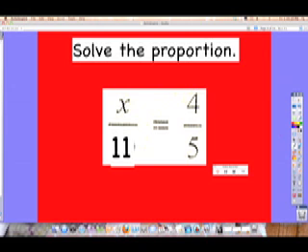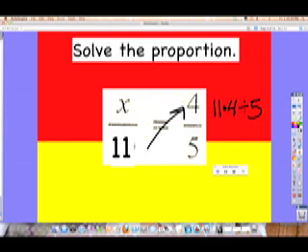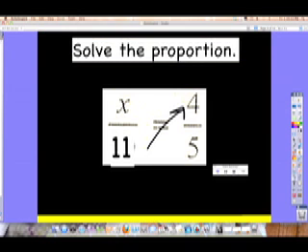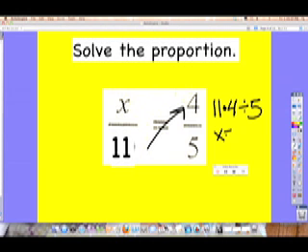I did 11 times 4. You did 11 times 4, okay. And then I did divided by 5. Divided by 5. 8.8. So you got 8.8? Yeah. How many of you agree you got 8.8? Okay, ready for the next one? Ready, set, review, go, go, go.